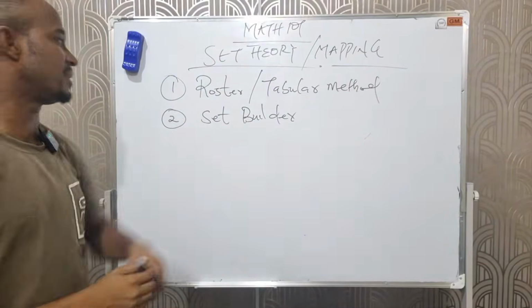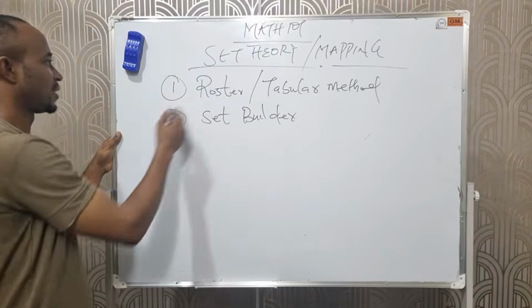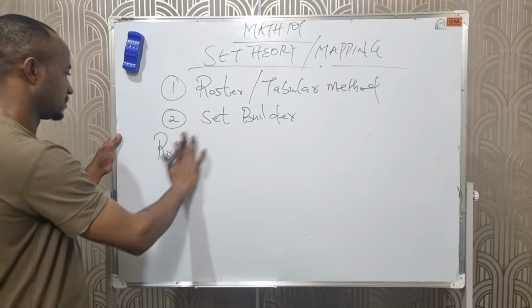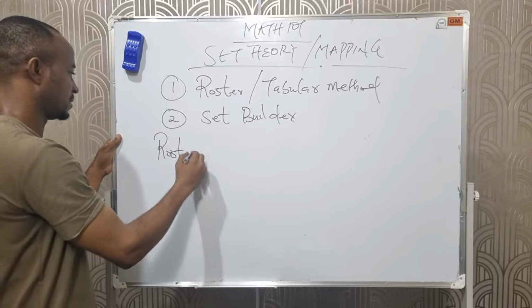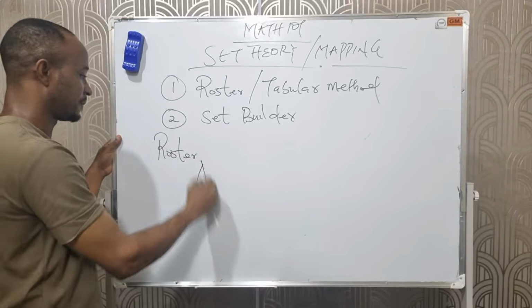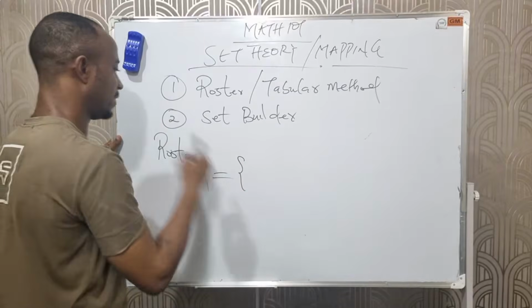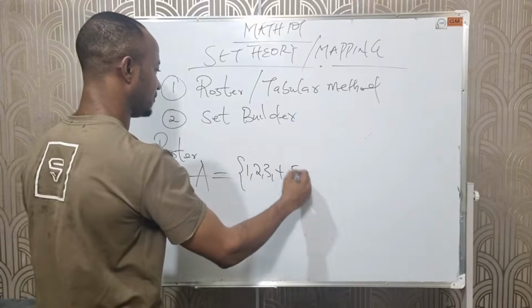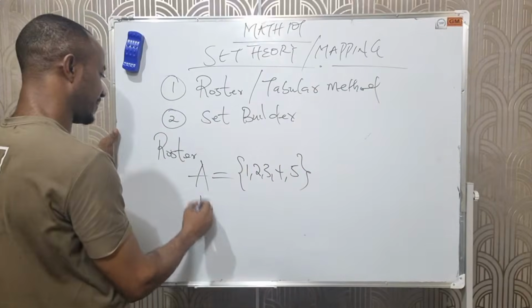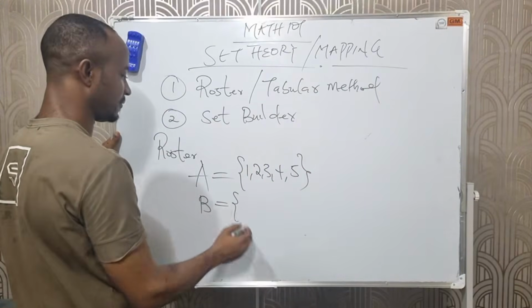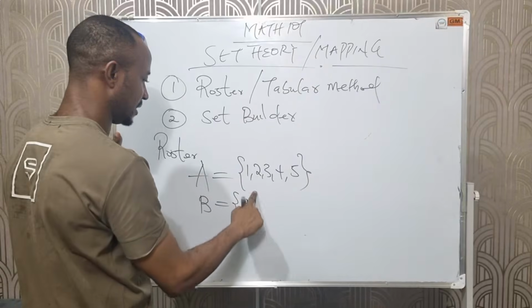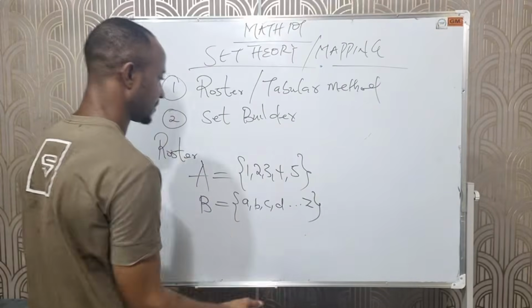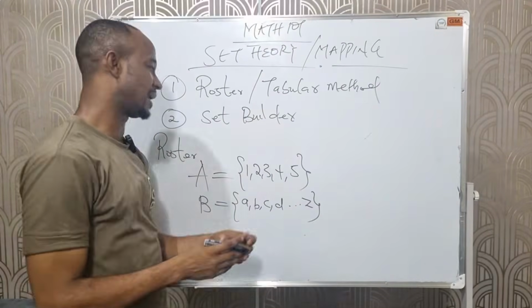The roster or tabular method is one you all know. For the roster method, let's say we can represent A to be a set of numbers like 1, 2, 3, 4, 5, right? Or we can represent B as a set of alphabets A, B, C, D, down to Z, right? We call it the roster or tabular method.